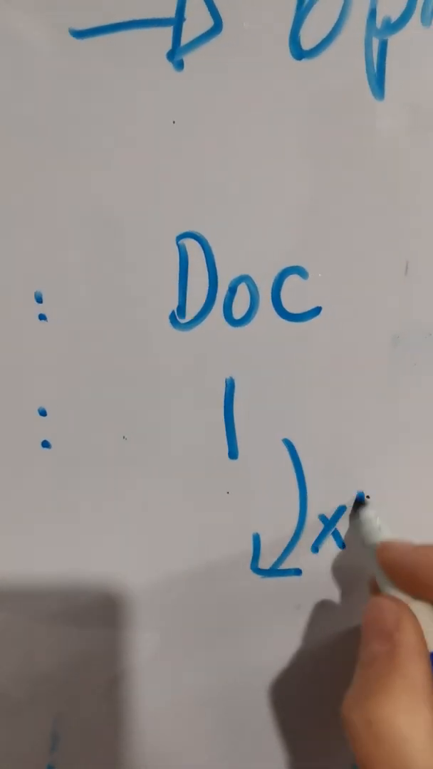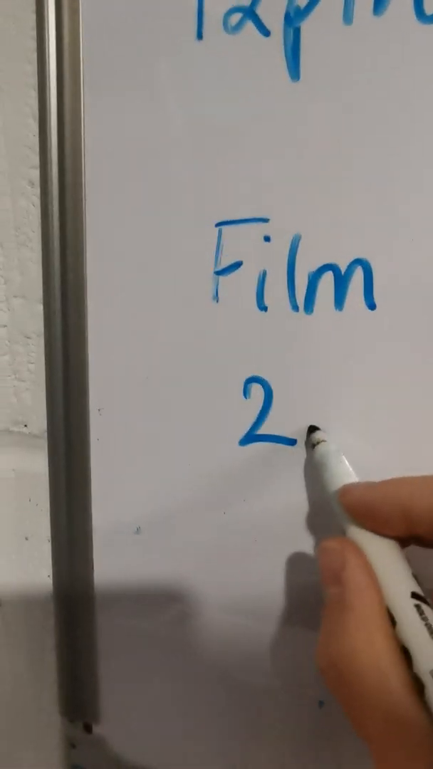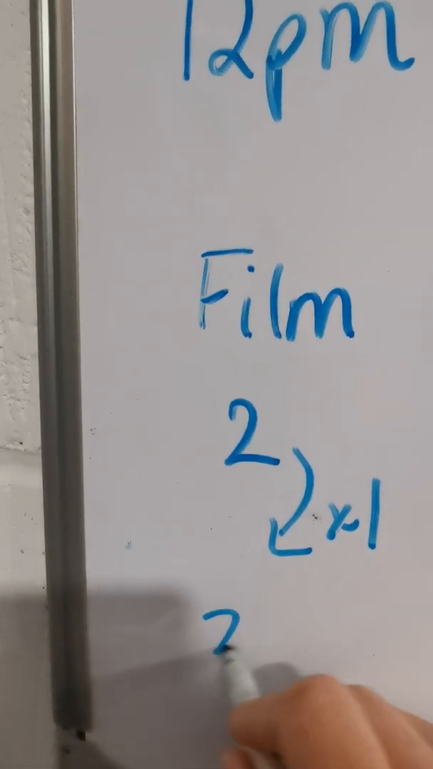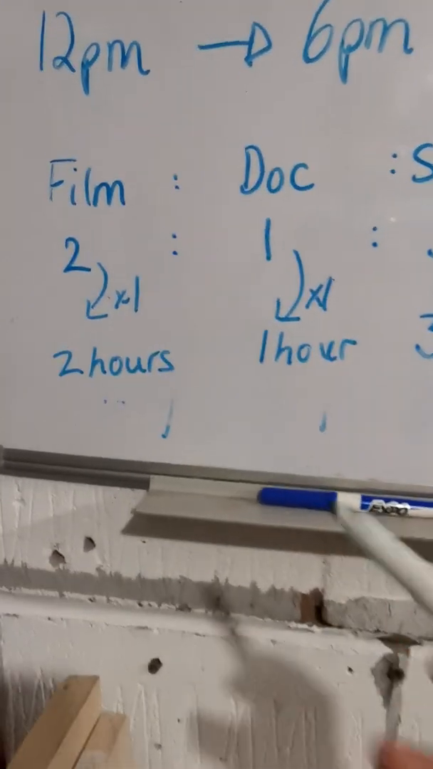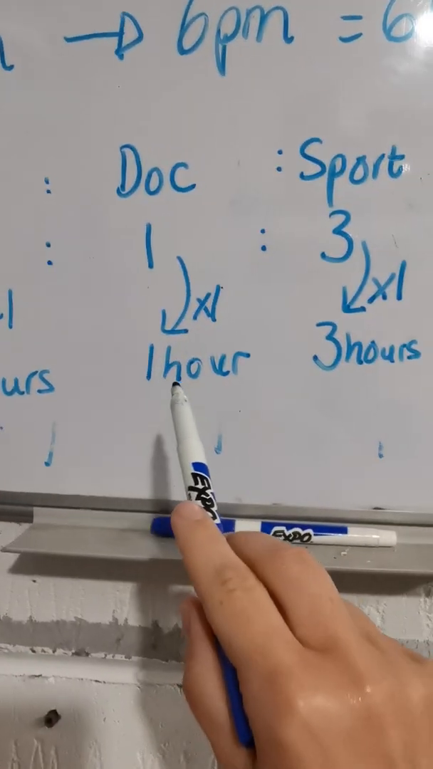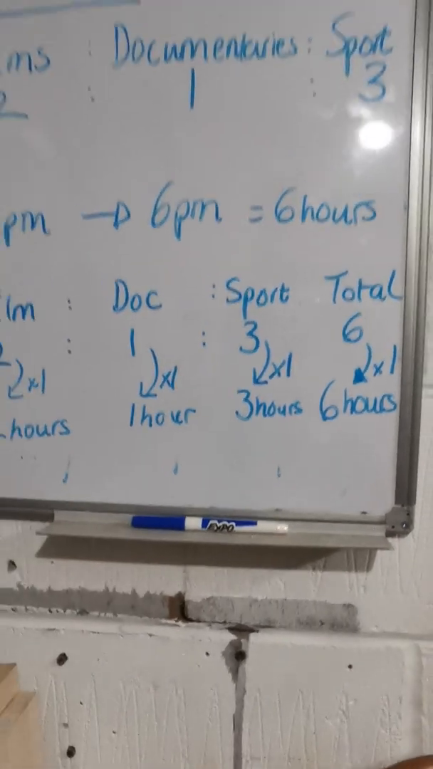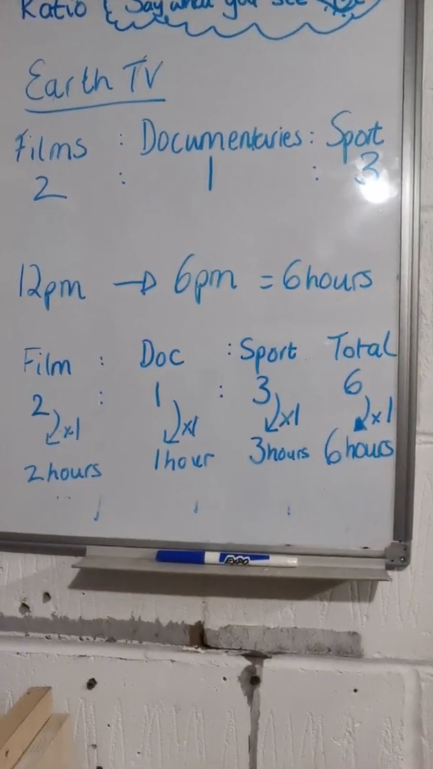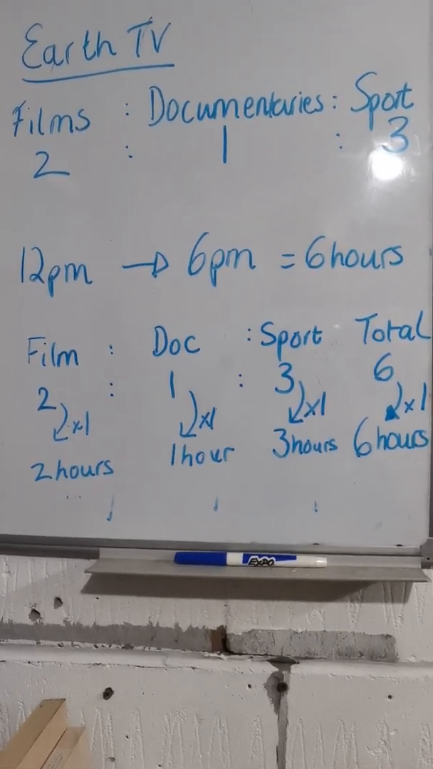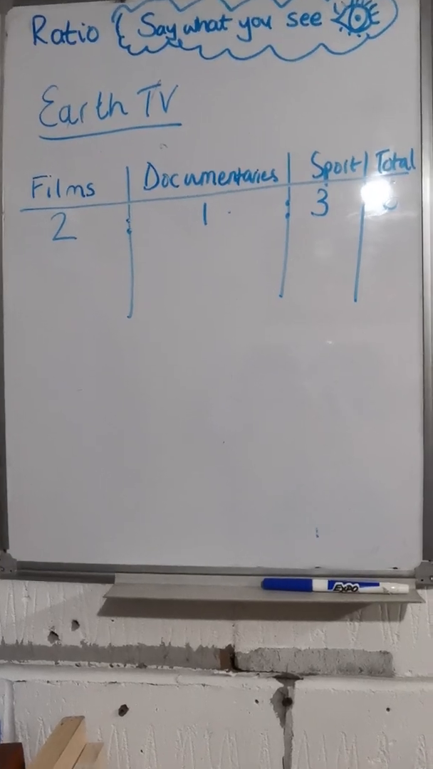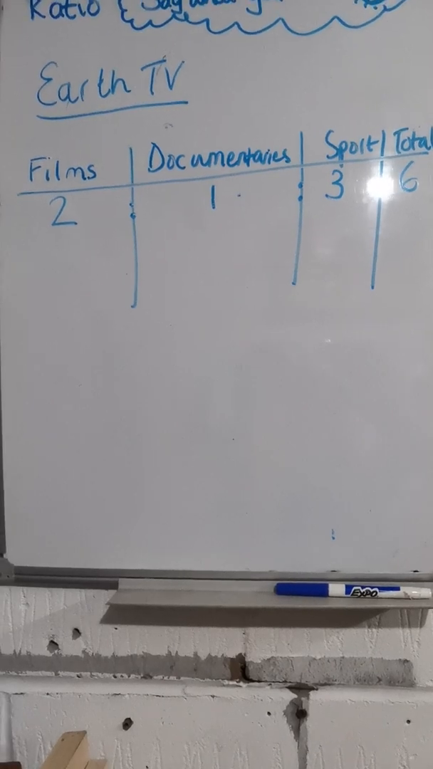My documentaries, 1 times 1 is 1. And 2 times 1 is 2. Now that I've got my hours at the bottom, I need to again just check. So 2 hours plus 1 hour plus 3 hours gives me 6 hours. So I've used the ratio of 2 to 1 to 3 to work out how many hours they dedicate to each programme.